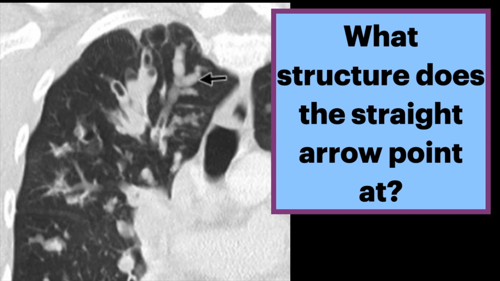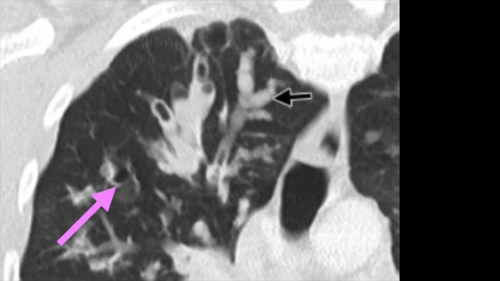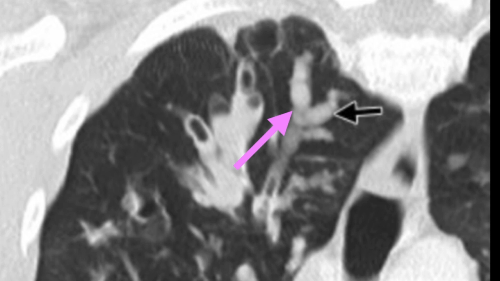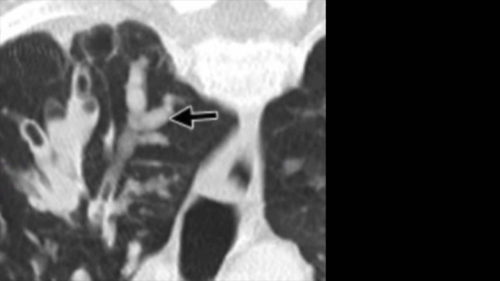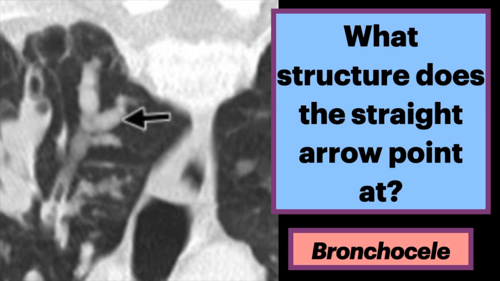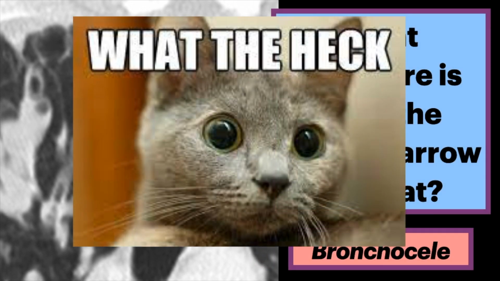What structure does the straight arrow point at? On this coronal CT of the chest, we see tubular and branching Y and V-shaped structures resembling a gloved finger. There appears to be secretions within adjacent bronchi. The answer is a bronchocele. Now, what the heck is a bronchocele?